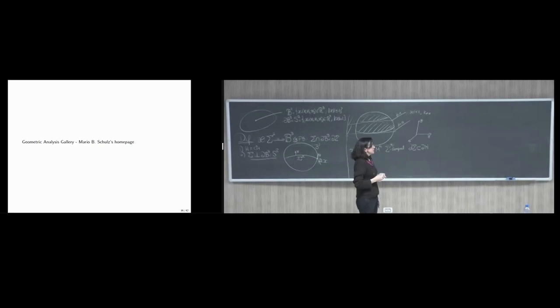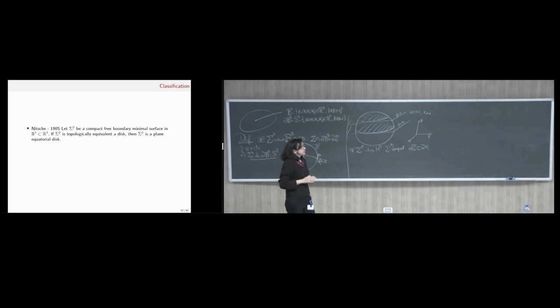Okay, let's move on. Now I'll talk a little about some classification results. For example, Nitsche provided huge results. In 1985, he proved that if you have a compact free boundary minimal surface sigma in the ball, and this surface is a topological disk, then sigma is a planar equatorial disk. You have this image here on the blackboard.